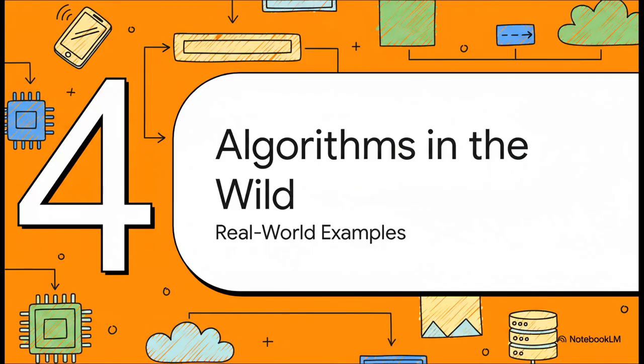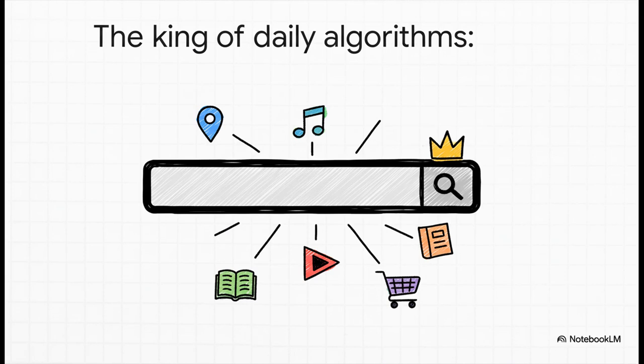All right, we've covered the what, the why, and the how. Now for the really fun part. Let's see how these simple ideas, these step-by-step instructions, scale up to power the incredible technology that we use every single day. First up, the absolute king of algorithms in our daily lives, Google search.